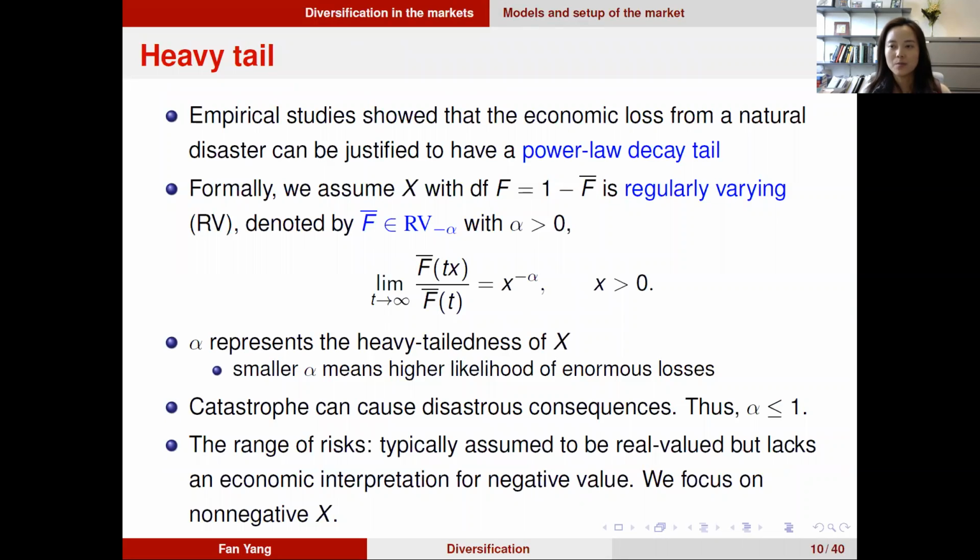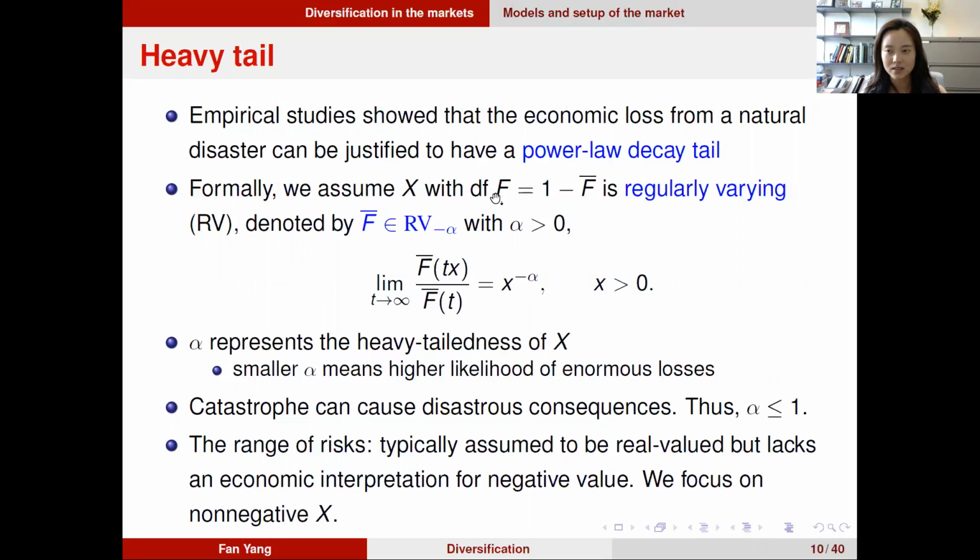Okay, now let's go into more detail of our model. The first is on the marginal risks. We consider heavy tailed distributions. This is supported by empirical studies. Such studies have shown that the economic losses from natural disasters can be justified to have a power law decay tail. Power law decay means the tail behaves like a power function. More formally, we can characterize this property by using regular variation. The formal definition is given down here.